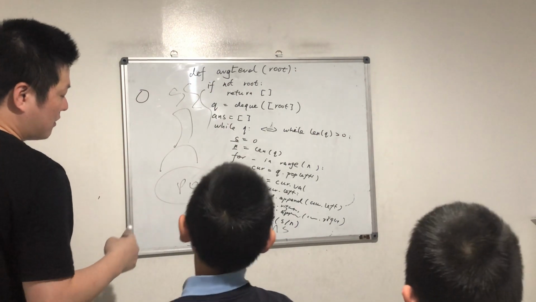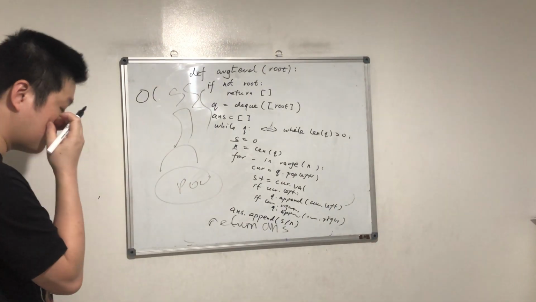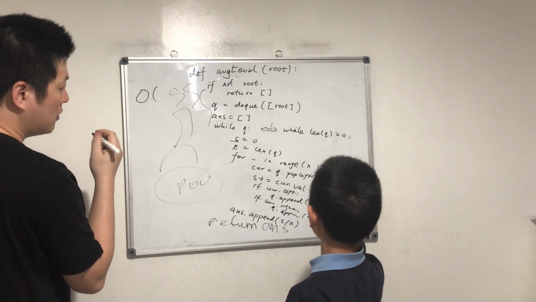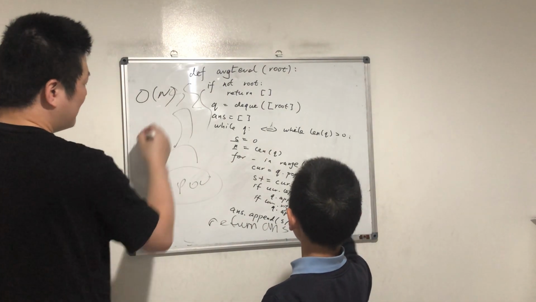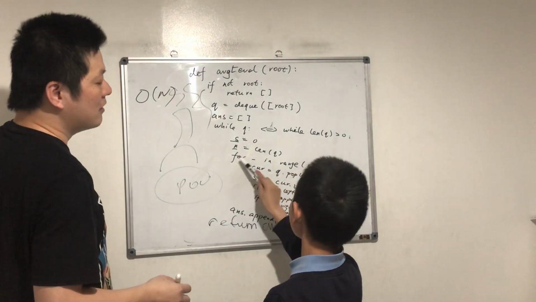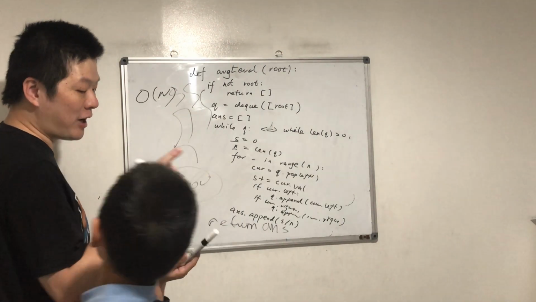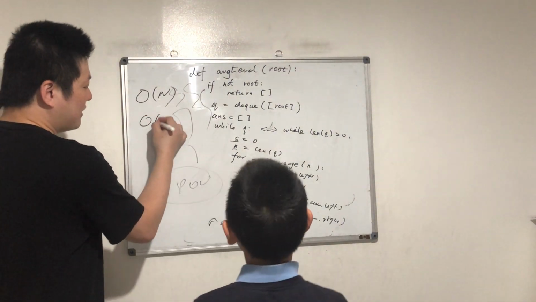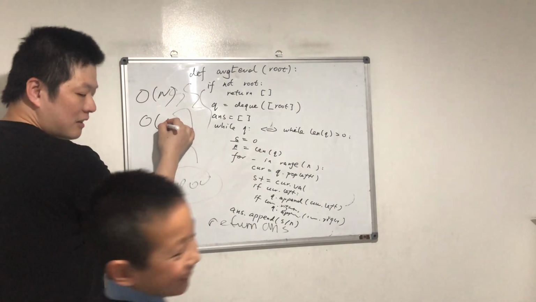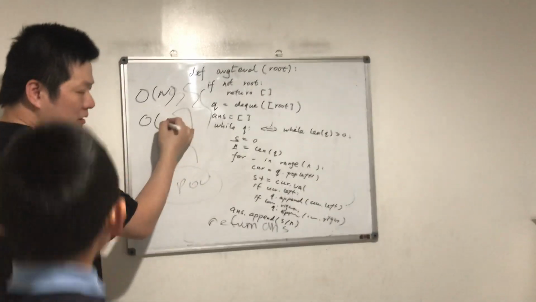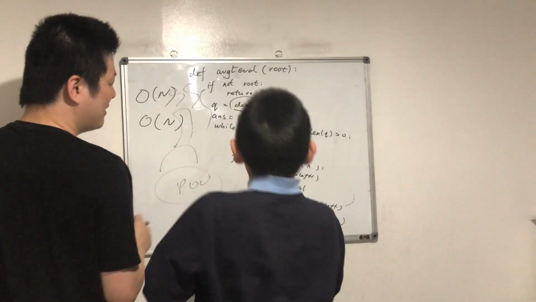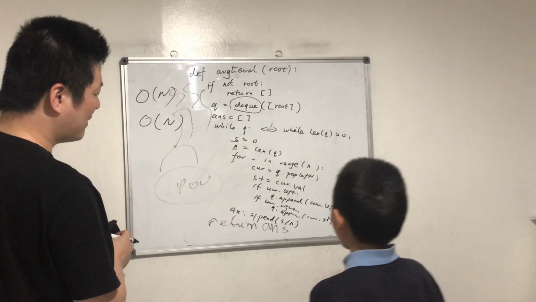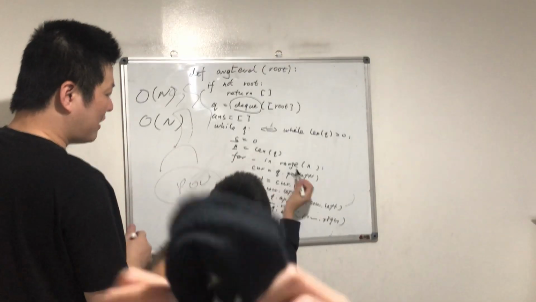What's the time complexity? If there are n, what's n? n, the number of nodes in the binary tree. Well done. What's the space complexity? Right, because we're using the deque, the Q.